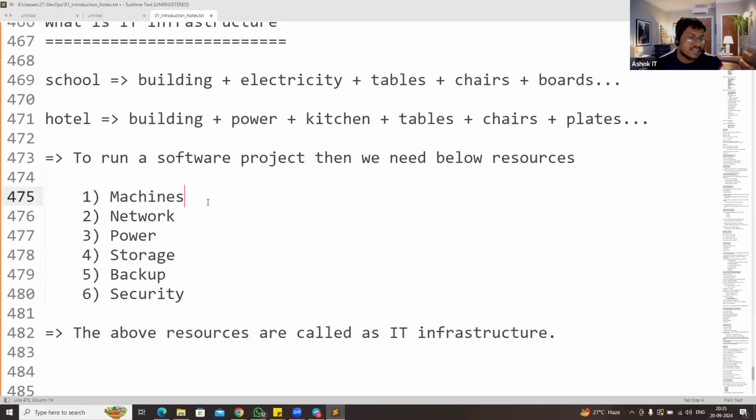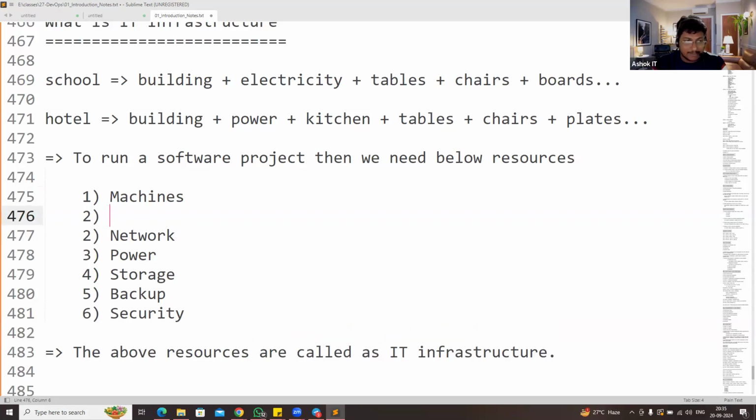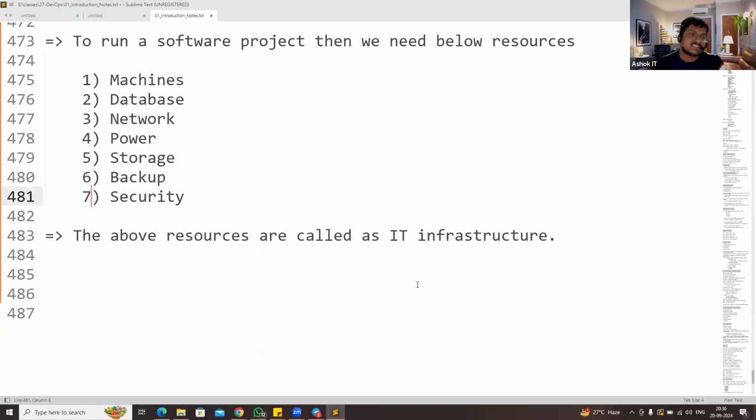Machines are required, databases are required, guys. DB servers are required. Network is required, power is required, storage is required, backup is required, security is required. So many things are required. Those things which are required to run our project are called IT resources, or we can say those are called IT infrastructure.